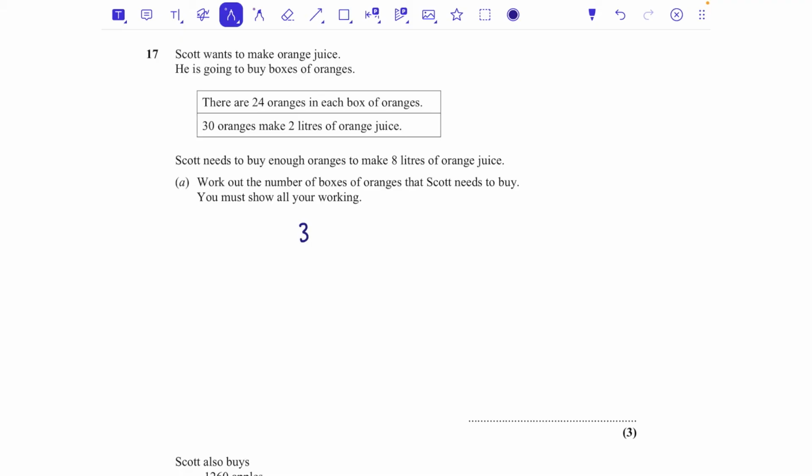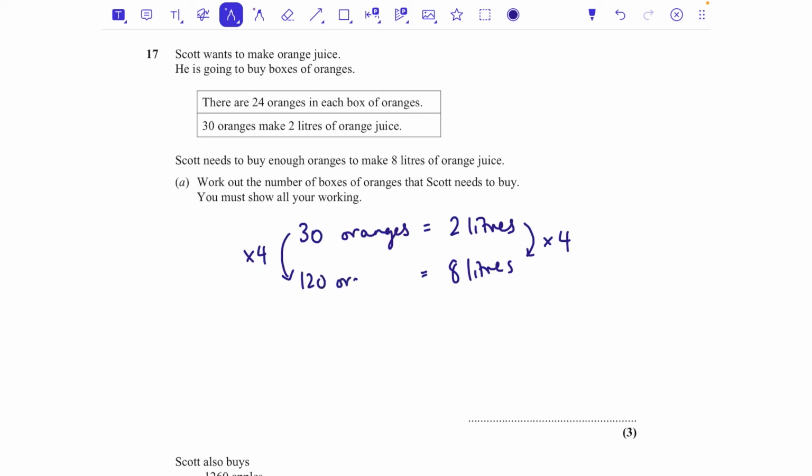So we know that 30 oranges are needed to make 2 litres. And Scott wants to make 8 litres. So what could we do to get from 2 litres to 8 litres? That is 4 times bigger. So if we're making 4 times as much orange juice, we need to also multiply the number of oranges by 4. And that would be 120 oranges.